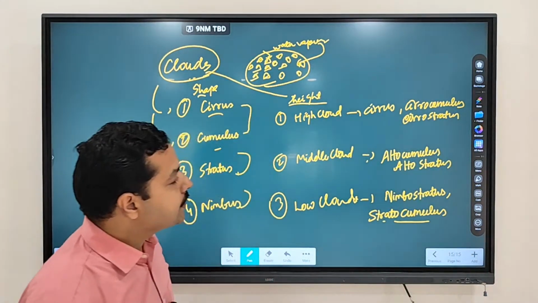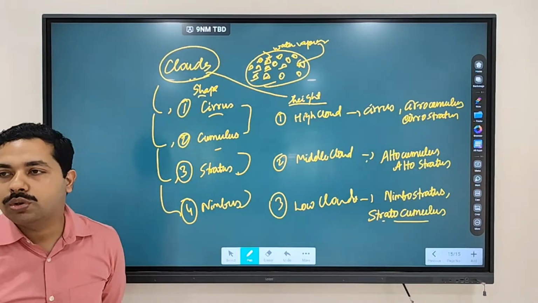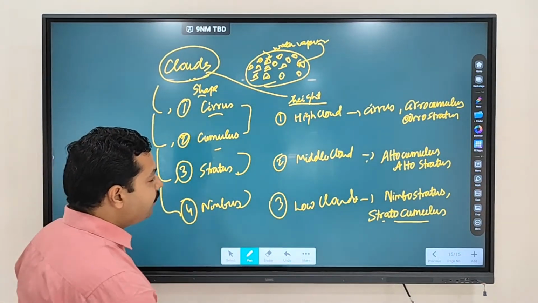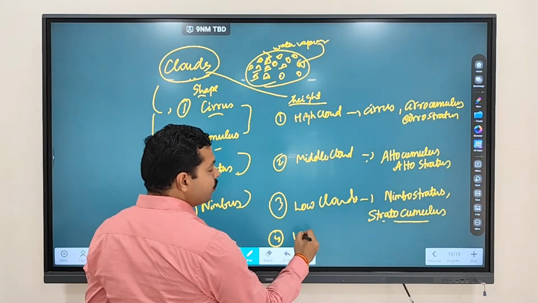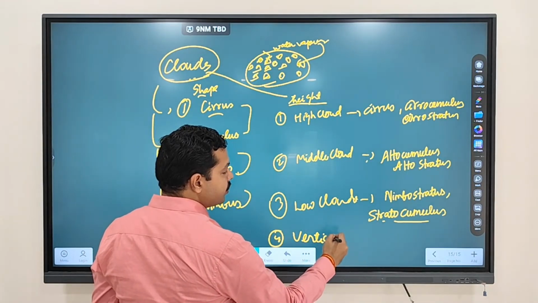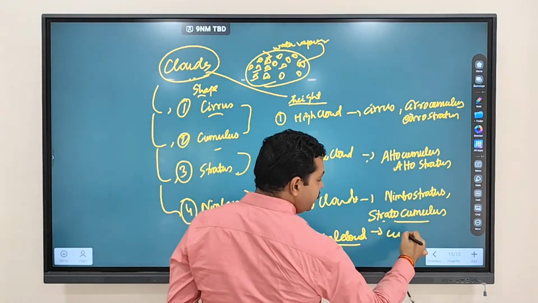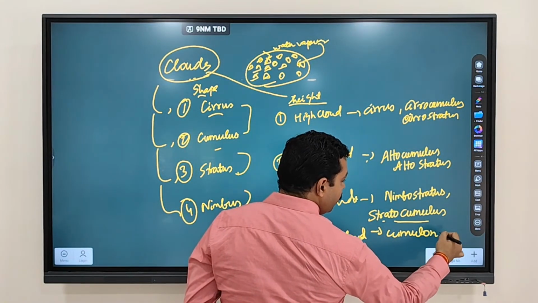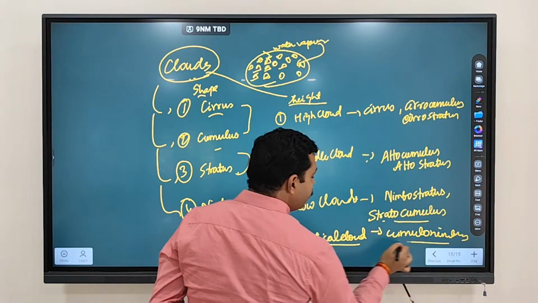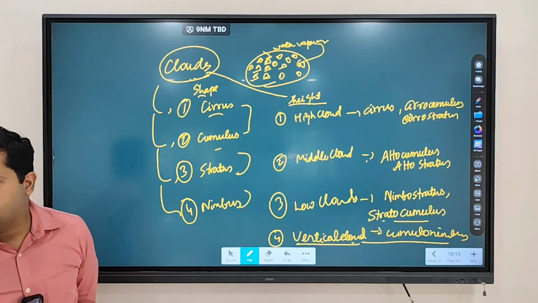Stratocumulus. These are examples of low cloud. Then you have one more cloud, which is called a vertical cloud because their extension is more. For example, your cumulonimbus clouds, which are known for their vertical extension.